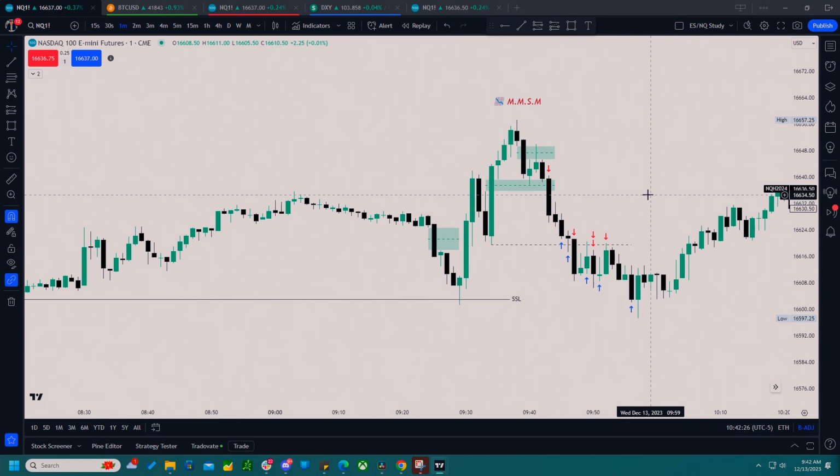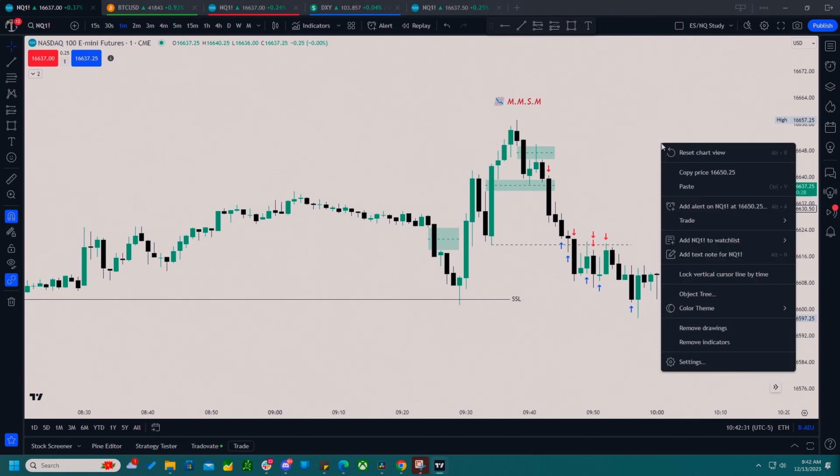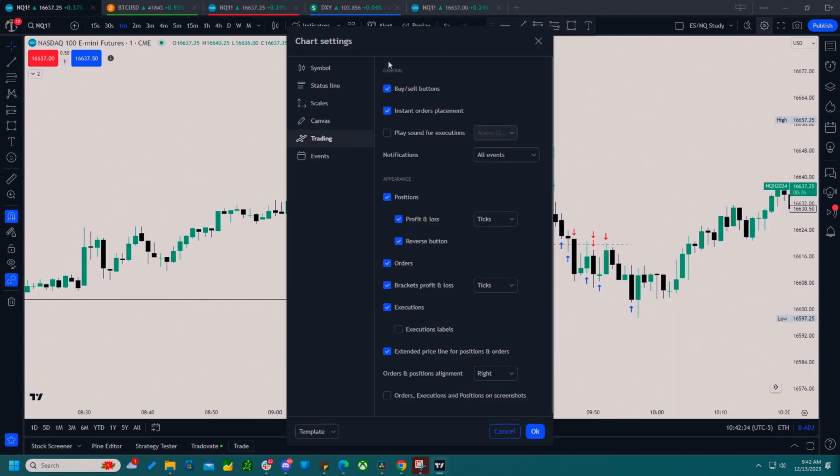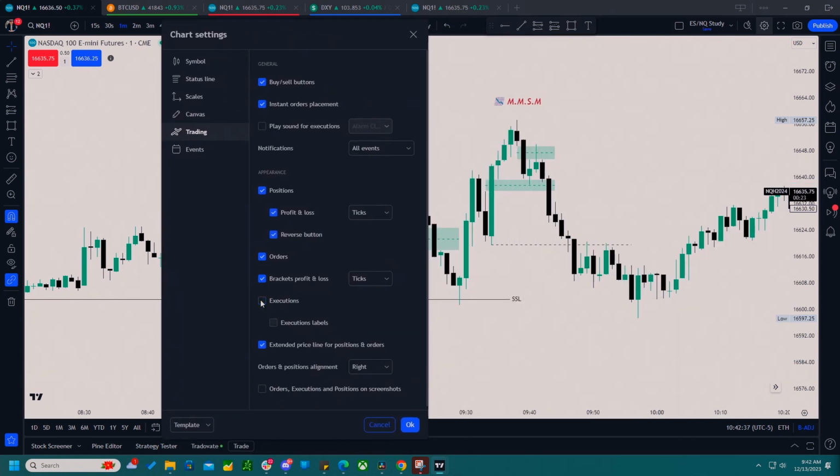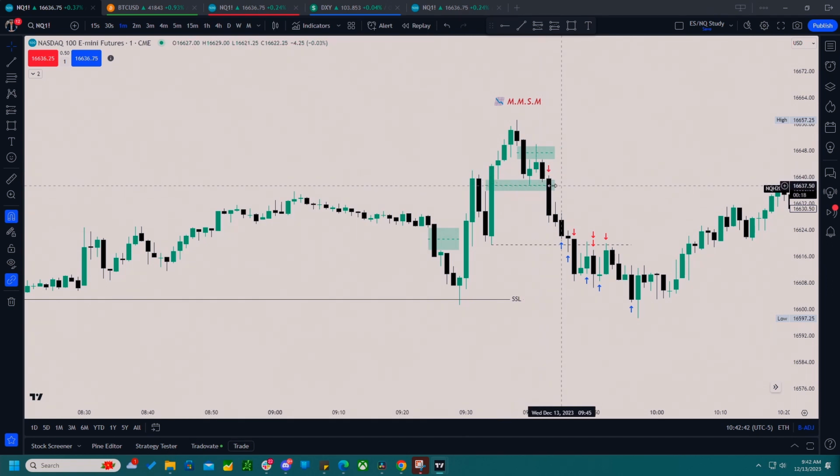Today, I want to share with you an execution I took for the market maker sell model. As you can see right here, these are my entries, and just to make sure it's clear, there they are. I had one entry off of the inversion right here towards this low.